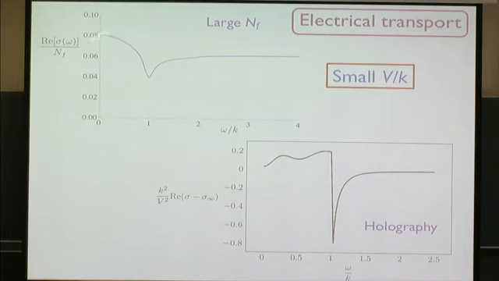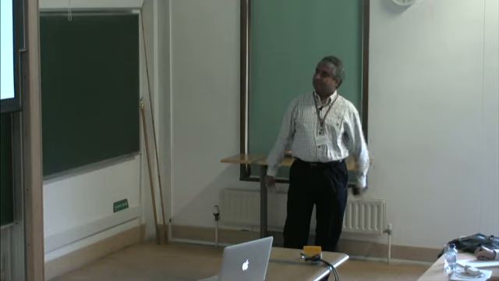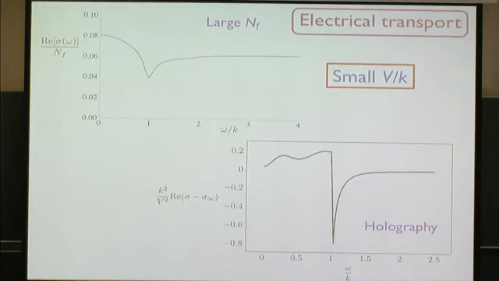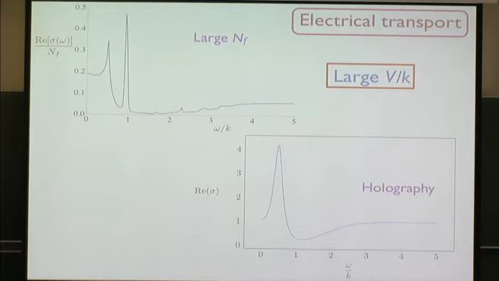So this was the large NF result, the free fermion result with this dip at omega over K. And not bad at all. That's roughly what you get from holography also, with a dip at order omega over K. This is coming from just summing 3 Witten diagrams for the conductivity, and also numerically you get very similar results. And at large V over K, we had the sharp peak at omega over K of order 1.